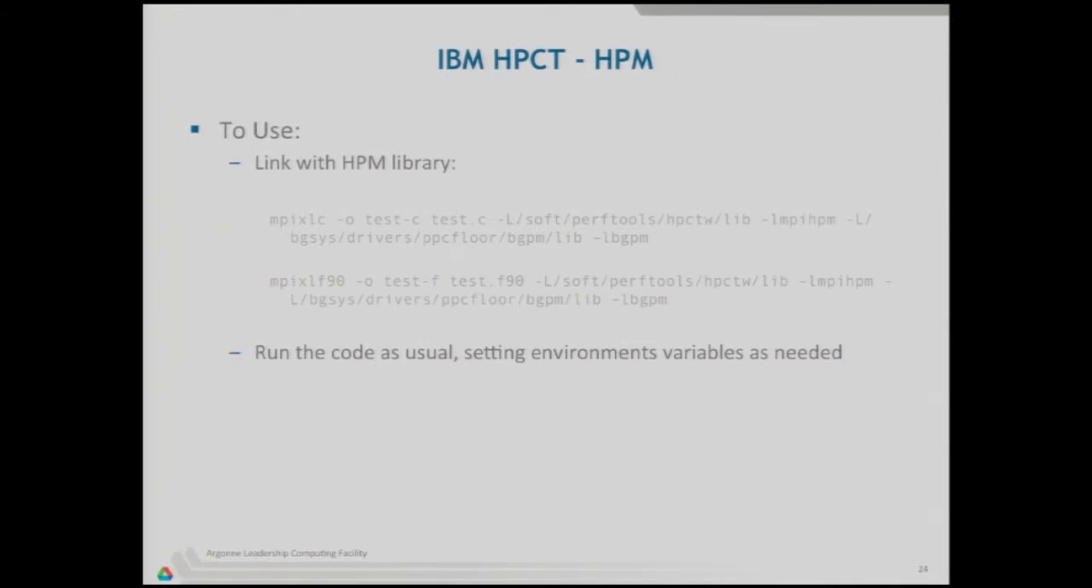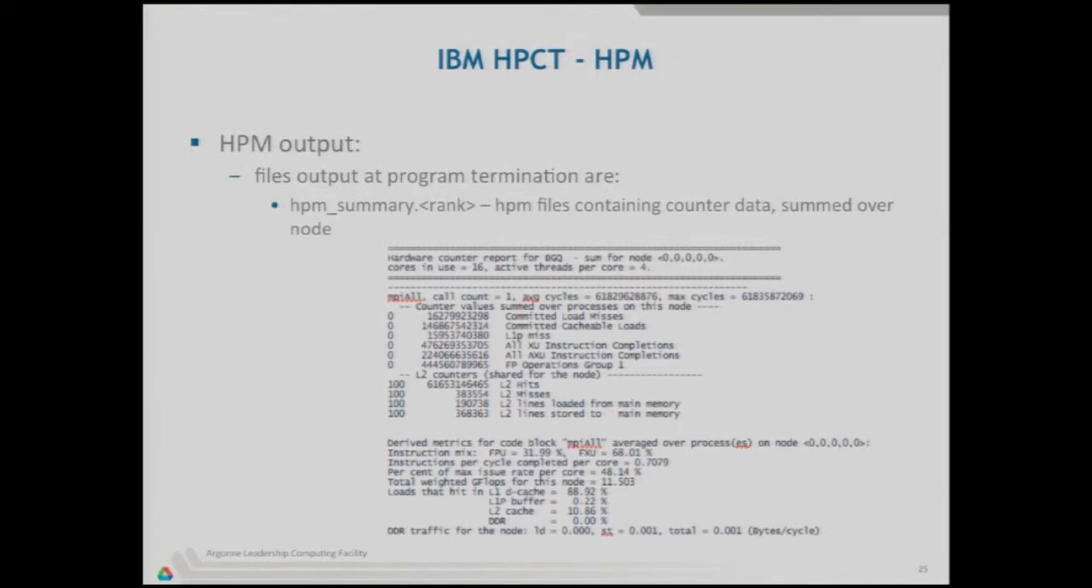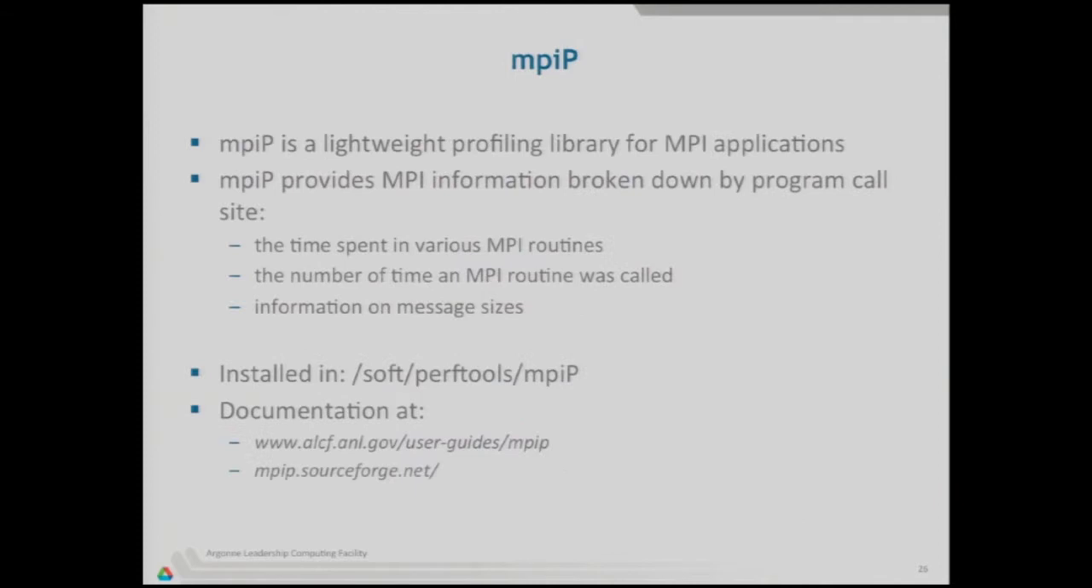There's an example of doing this in C and Fortran when you compile your code, and then you run your code. After you've run it, you should see 4 files again. In this case, the files are HPM summary. They'll be from the same ranks that you had the MPI information. It gives you a little summary of how the hardware performance counters are being used. So you can get things like floating point operations performed, L2 cache misses, things like that.